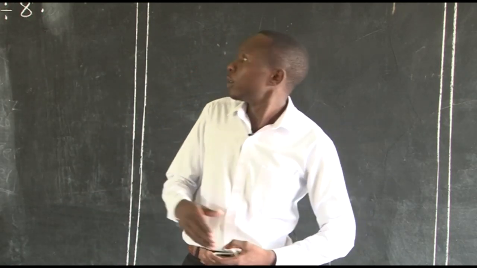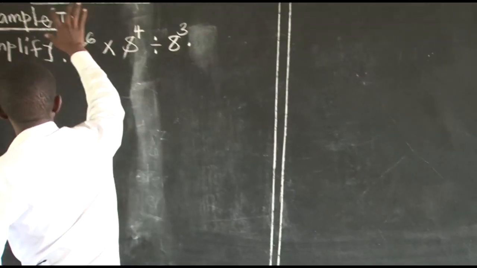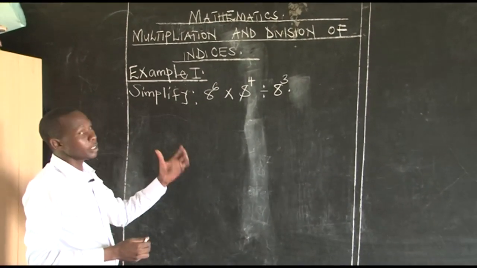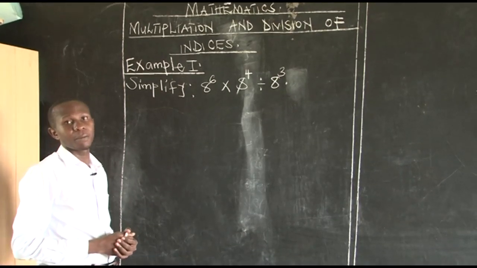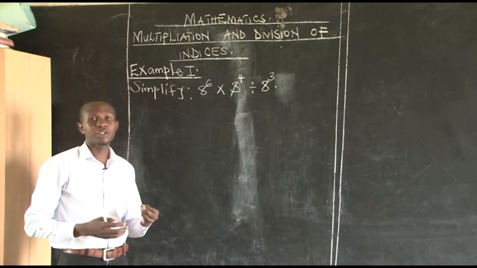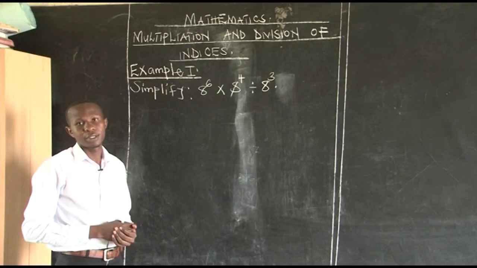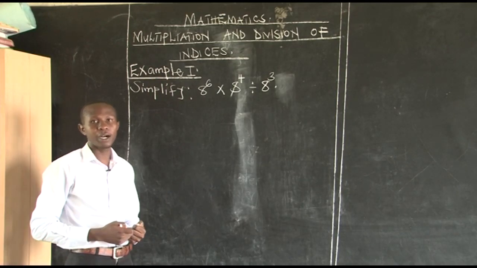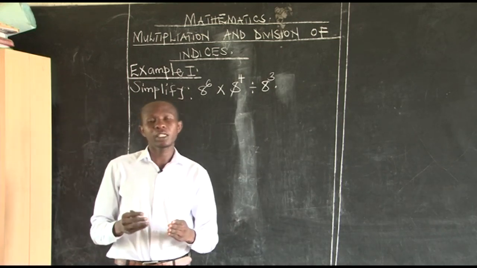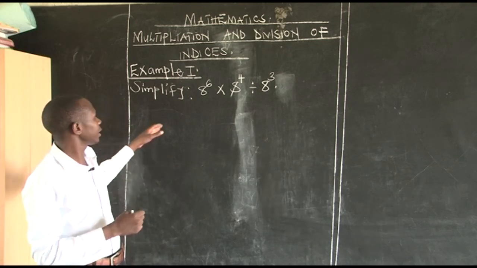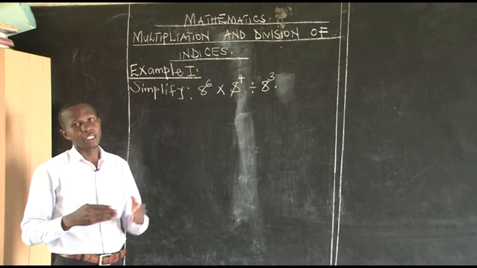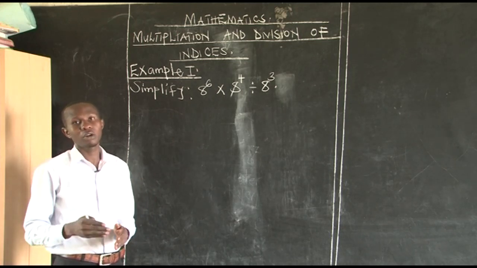Today we are looking at multiplication and division of indices. That will be the lesson for today. Indices have laws that we follow when we are working out numbers. Before we use the laws of indices to work out the number, I would first of all just work it out. Then the second method, we shall use the law of indices.